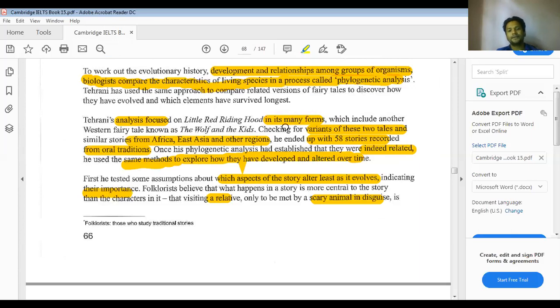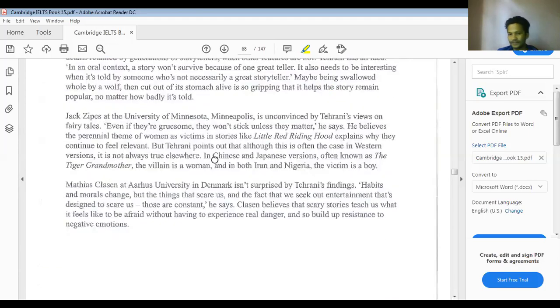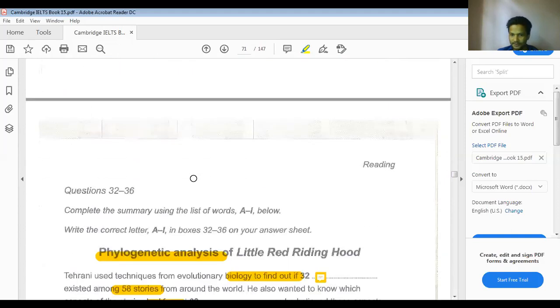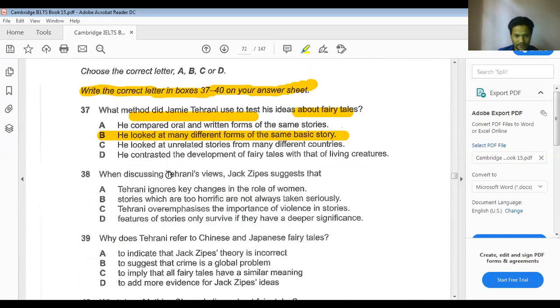Analysis focused on many forms, which include another Western fairy tale, checking for variation of these two tales and similar stories from Africa, East Asia, and other regions. There is no doubt in this answer. He looked at many different forms of the same basic story.